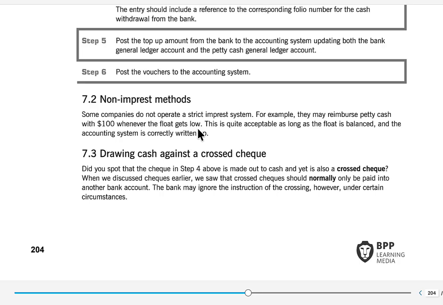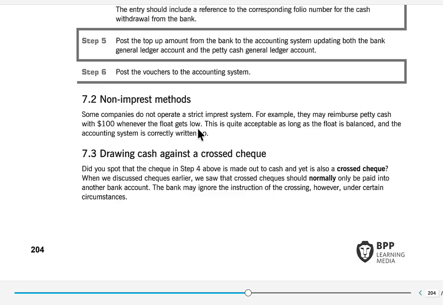Class. Now we will explain Lesson 7.2, Non-Imprest Methods. This lesson is very important because not every business uses the imprest system in the perfect textbook way. Some businesses use simpler methods, especially small businesses. So let us understand what non-imprest methods means.